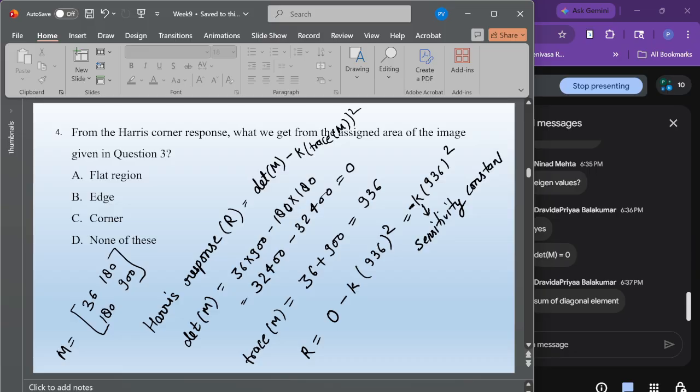K is the sensitivity constant which varies. Typically this value varies from 0.04 to 0.06. Okay. Because the determinant is 0, the response will be a very large negative number, right? If you calculate 936 whole square, it will give a big number. If you multiply this by K, you will get a very large negative number.